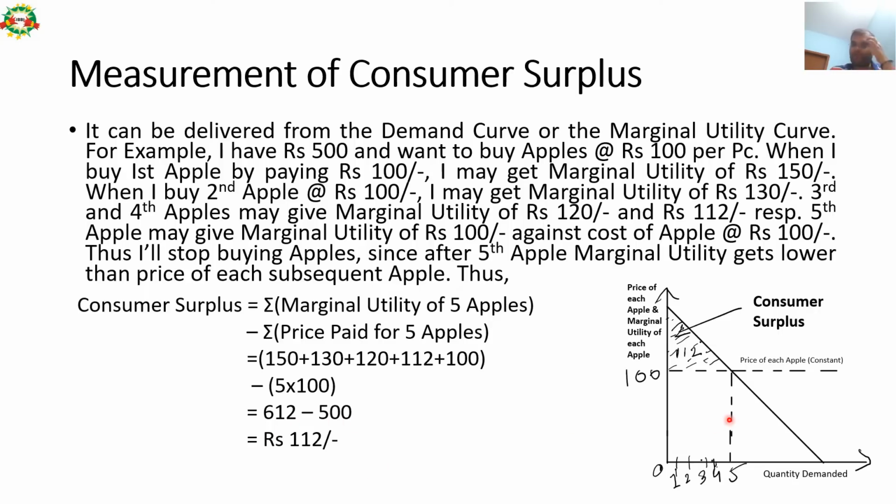With the help of a graph, we can also calculate this consumer surplus. If we draw quantity demanded, the quantity of apples, on the x-axis, and the price of each apple and marginal utility on the y-axis, this is the price of apple, 100 rupees, and marginal utility ranges from 100 to 150 rupees. The area of this triangle gives us the consumer surplus, and this 100 rupees is nothing but the price of the apple.